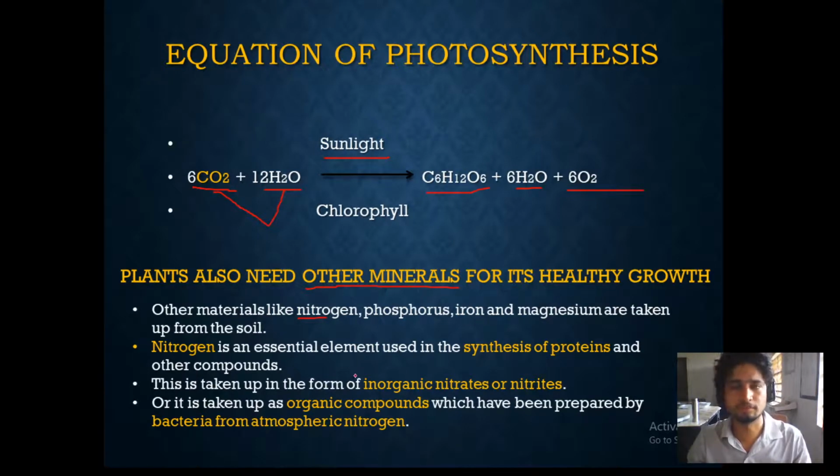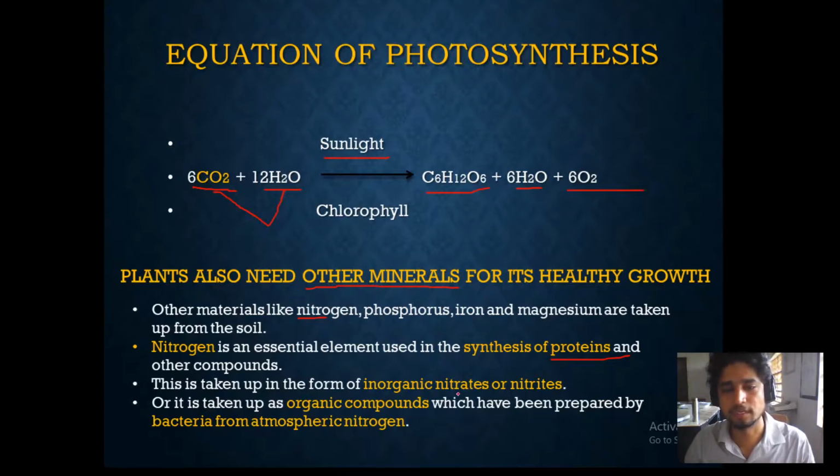Most of them are taken from the soil, some of them are taken from the air. Nitrogen is a very essential element which is used in proteins. All plants make proteins, and we also need proteins. So to make proteins, plants need a lot of nitrogen, and this nitrogen is present in the soil. This is taken in the form of inorganic nitrates.